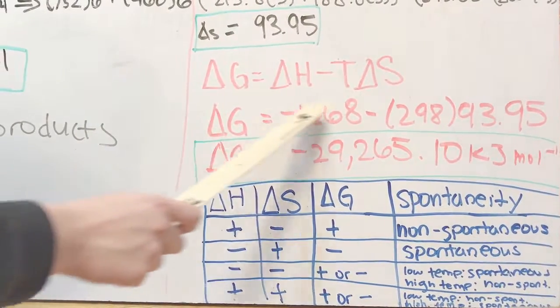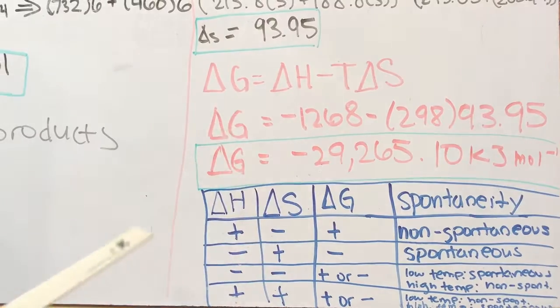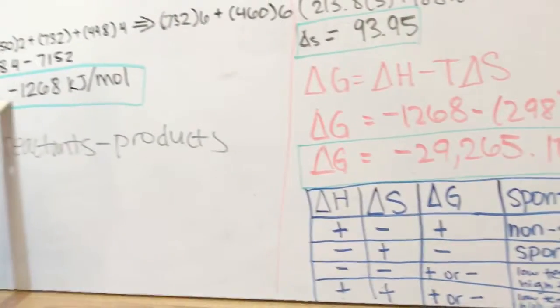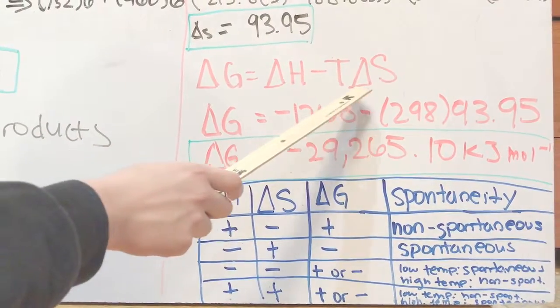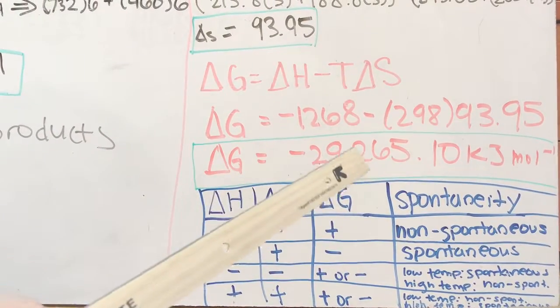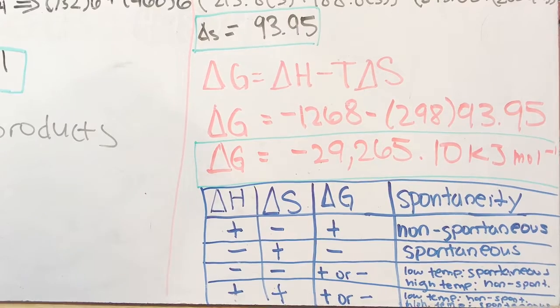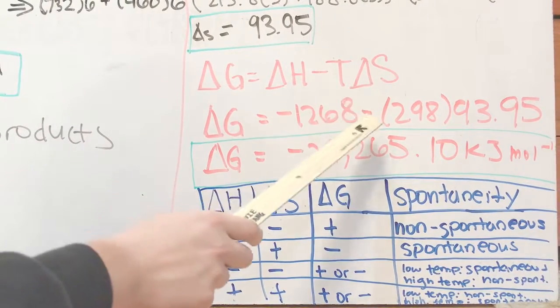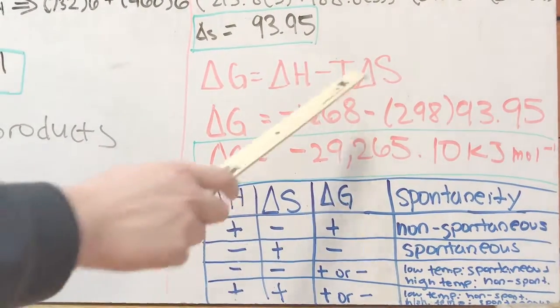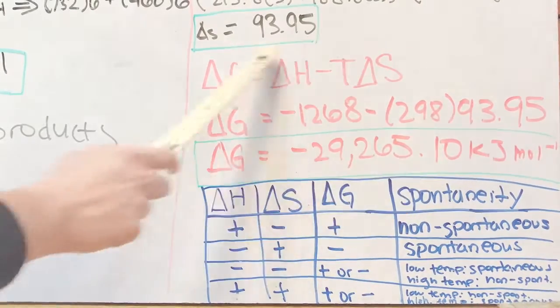Next, we plug in all the values to find Gibbs free energy. First, we look at delta H, which is negative 1,268 kilojoules per mole. Then you subtract that by temperature and delta S. The temperature at standard room temperature is 25 degrees Celsius, but you add 273 to convert it to kelvins. Then you plug in delta S, which is 93.95.